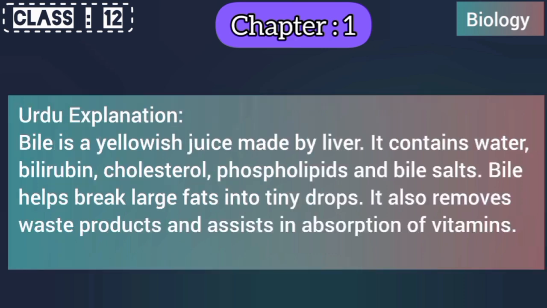Urdu explanation. Bile is a yellowish juice made by liver. It contains water, bilirubin, cholesterol, phospholipids and bile salts. Bile helps break large fats into tiny drops. It also removes waste products and assists in absorption of vitamins.